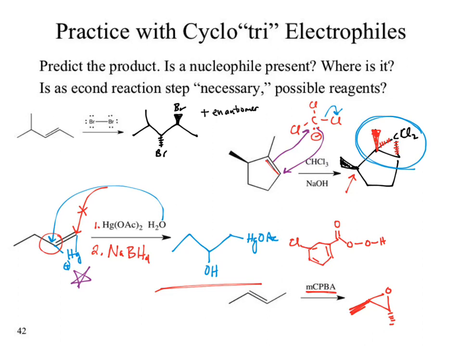Last one, MCPBA. All we're doing is making the epoxide. This is a super fun one as far as a mechanism goes because it's phenomenally cool. Sorry, not the prettiest. Tons and tons of arrows go into this one, but you end up forming the epoxide.